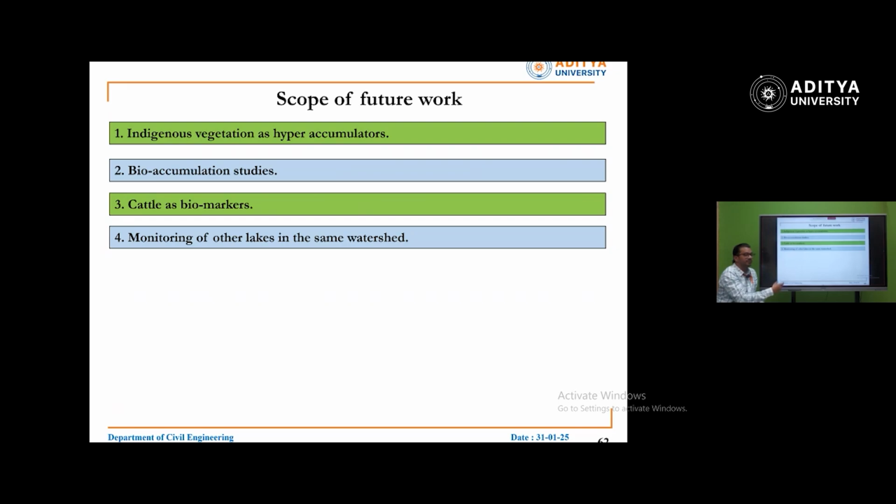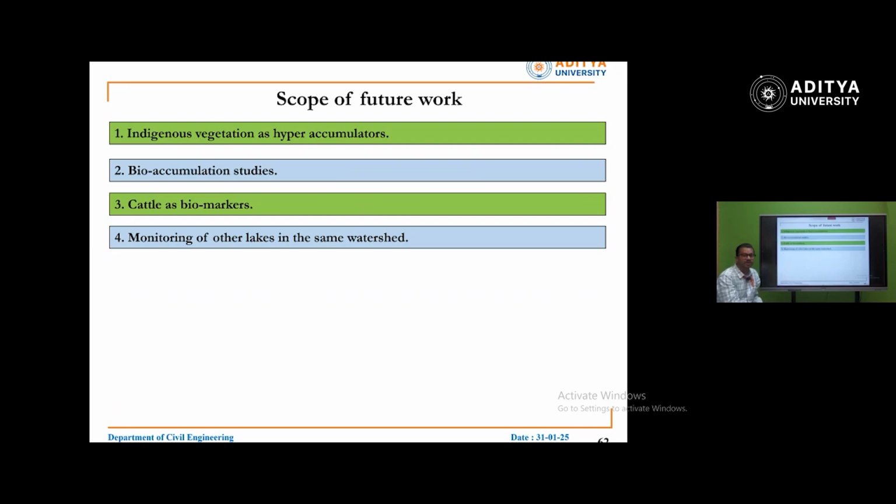So these are the scopes of the future work. Indigenous vegetation as hyperaccumulators. That means the local vegetation plants which are growing in the lake can be considered for a phytoremediation study. Then bioaccumulation study. So how much is getting accumulated into the cattle? And unfortunately, as a doctor was not available in our team during the research, we could not collect any human samples to check the human accumulation of metal. So that can also be considered as a future scope.